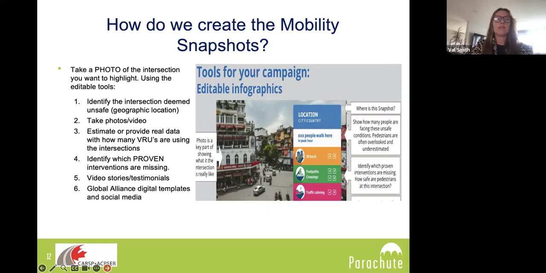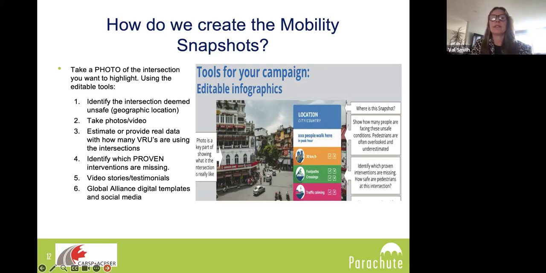So if this sounds a little daunting, once you see some of the tools that are available through the Alliance, they do make it really quite easy to figure a lot of this information out. The fifth step, which is optional, is you can choose to communicate with citizens using the intersection and collect some of their stories. And these testimonials can be used to further your case and raise more awareness of the problems that exist at that particular intersection.